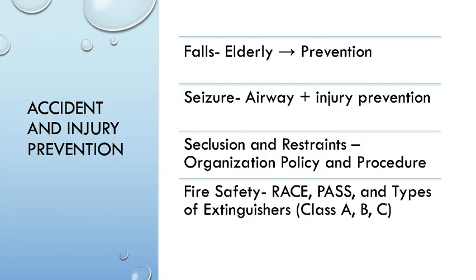One of the tried and true areas that, again, go back to your fundamental days is accident and injury prevention. I've thrown up a few key concepts that come from your ATI book that deal with falls, seizures, seclusion and restraints, and fire safety. When you think about falls, I want you to focus on who's vulnerable to falling, and unfortunately, the elderly tend to be our predominant folks who, if they fall, are severely injured. So we really want to focus on preventing falls for our elderly clients.